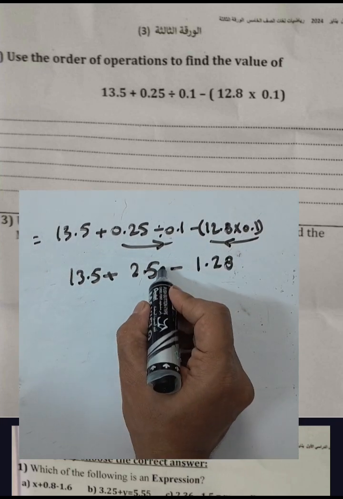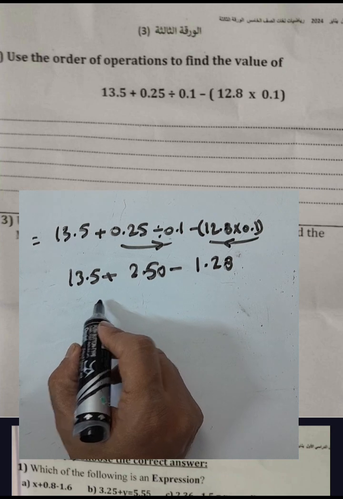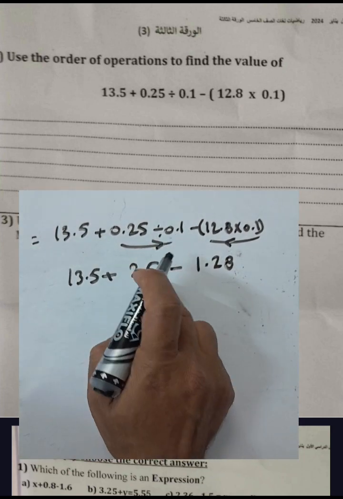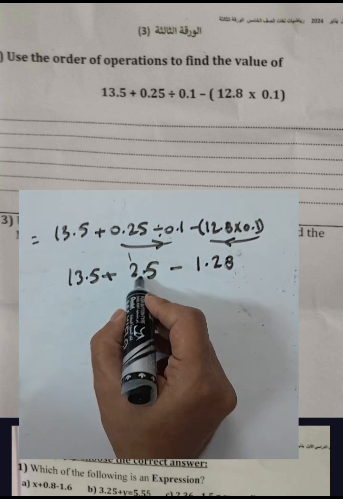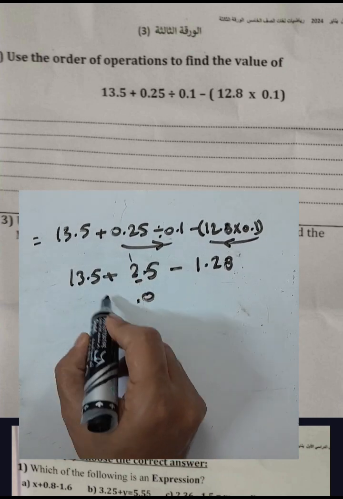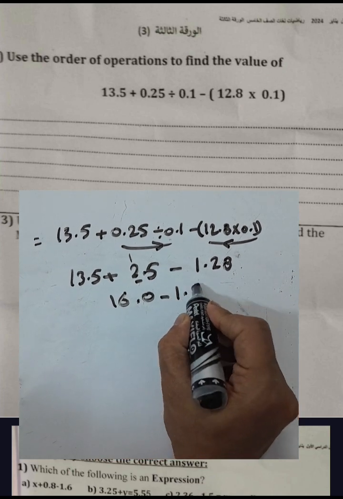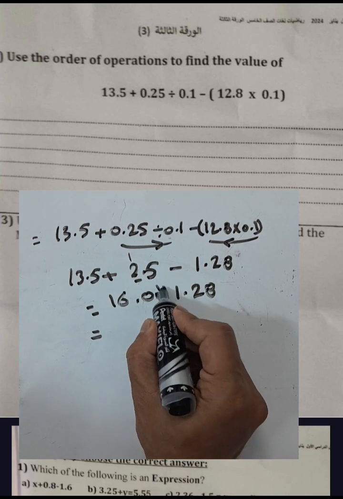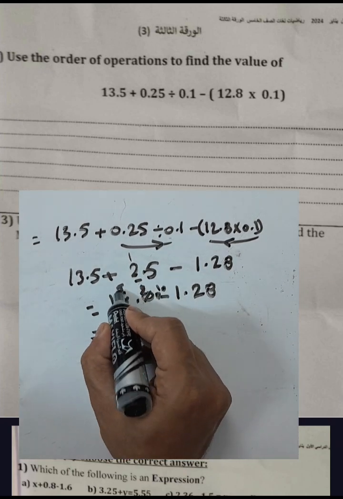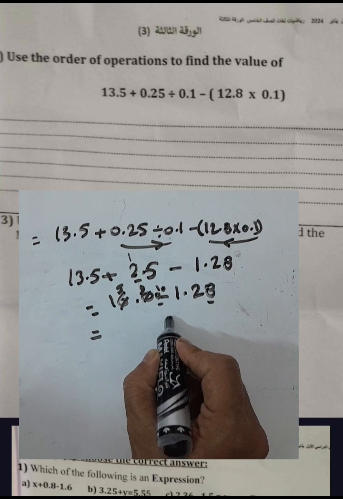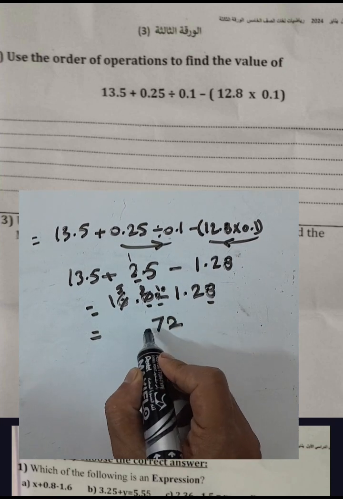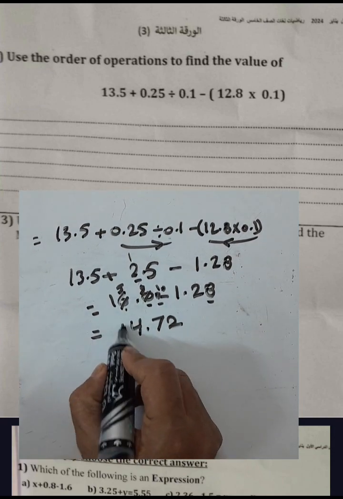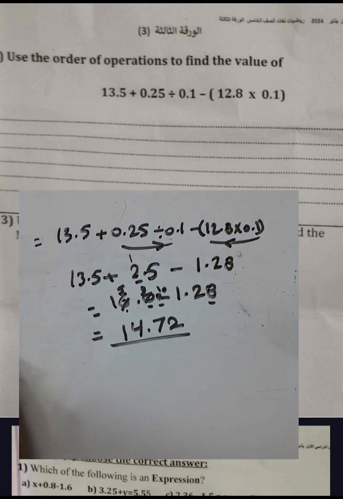And then you can find the difference between them. You can add the two numbers here: 5 plus 5 equals 10, write 0 and carry 1. 2 plus 1 equals 3, and 3 plus 3 equals 6. Then subtract 1.28. We can put 0 here, it will be 10, then 9, and 5. 10 minus 8 equals 2, 9 minus 2 equals 7, and 5 minus 1 will be 4, and then write 1. The result will be 14.72.